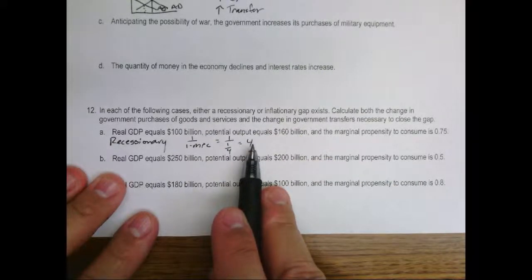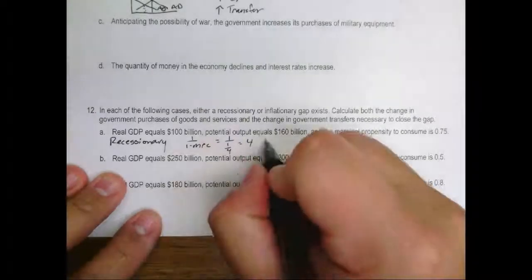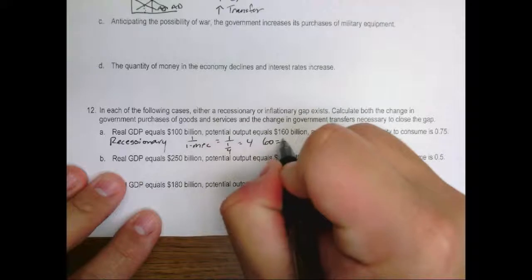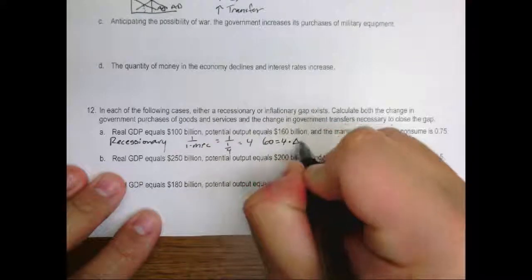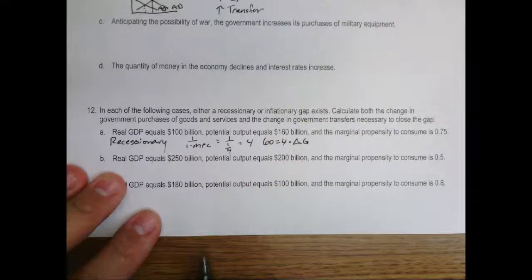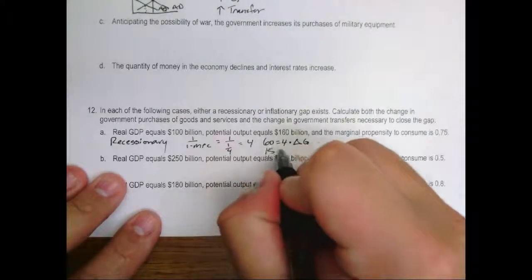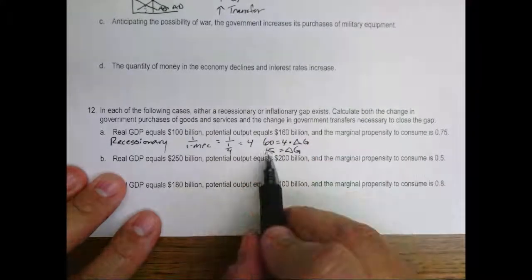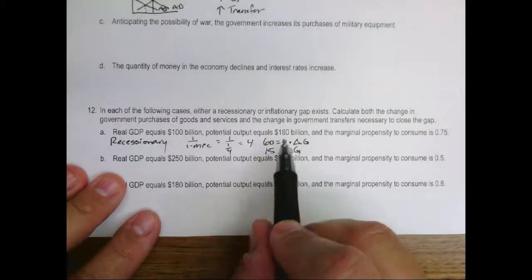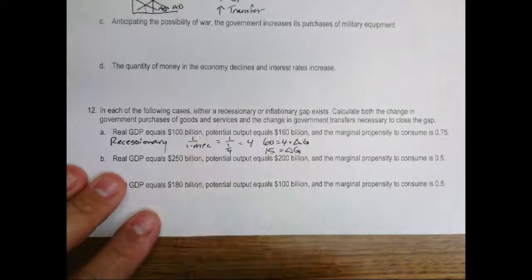We need to increase total GDP by 60 billion. So we know that the $60 billion change is equal to 4 times the change in G. And so we're going to do some basic math, divide both sides by 4, and find that if we change government spending by $15 billion, we'll be able to close that $60 billion output gap.